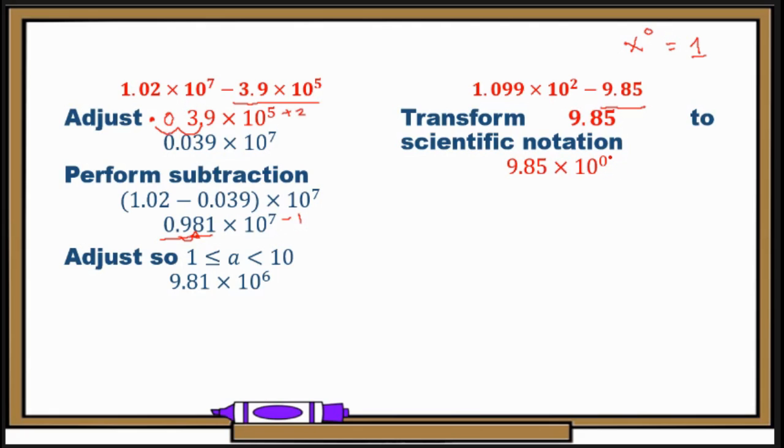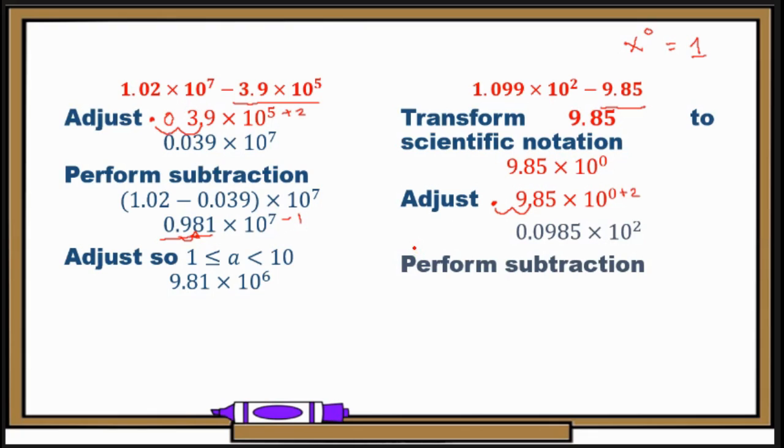So since na-adjust na natin siya, we have to make another adjustment so that both of them will have the exponent 2. How are we going to do that? So we have to add 2 to the exponent here. If we add 2 to the exponent here, then we have to move 2 decimal places to the left. Therefore, our new number is 0.0985 times 10 raised to the power of 2.